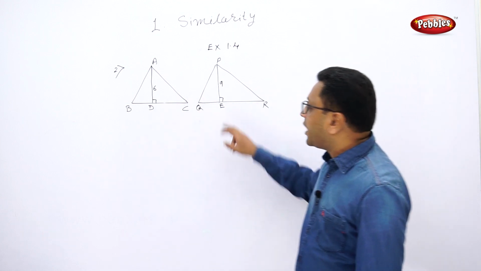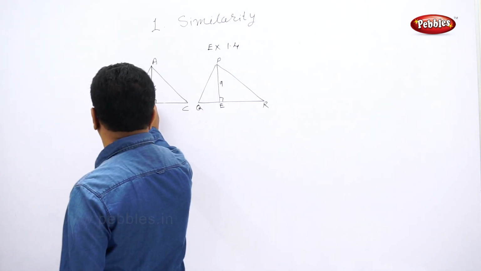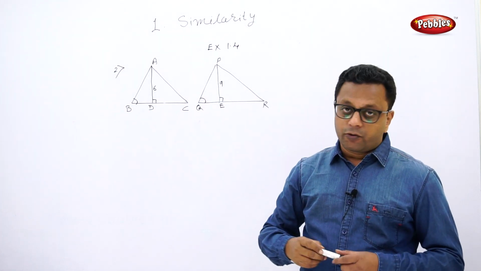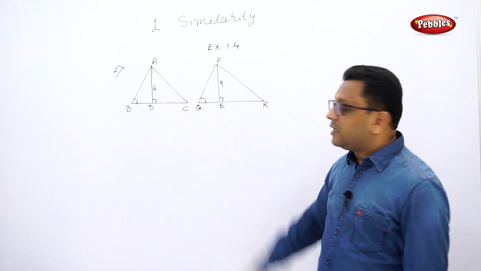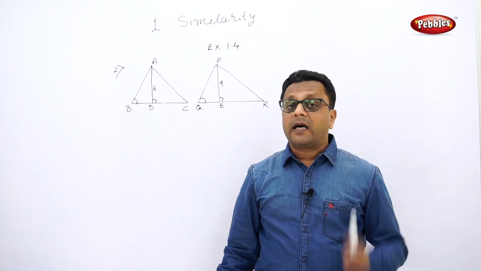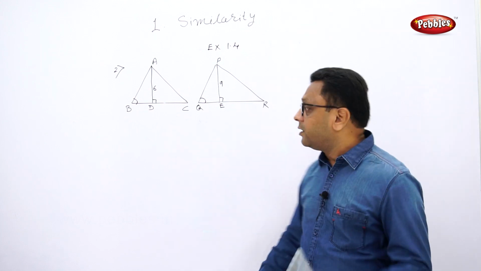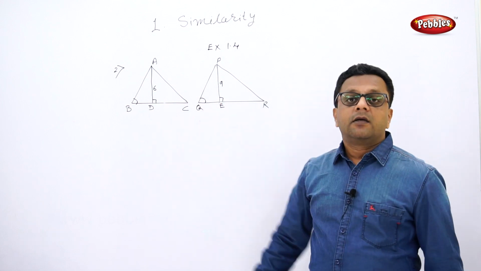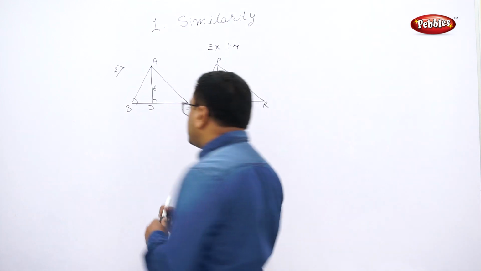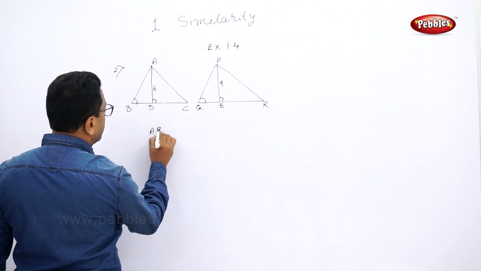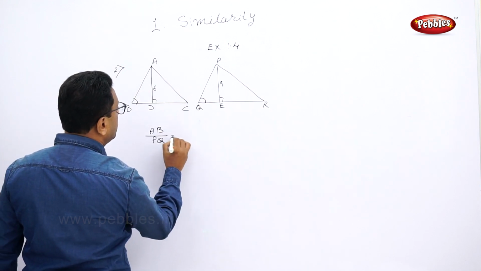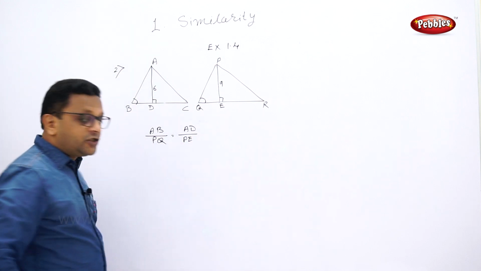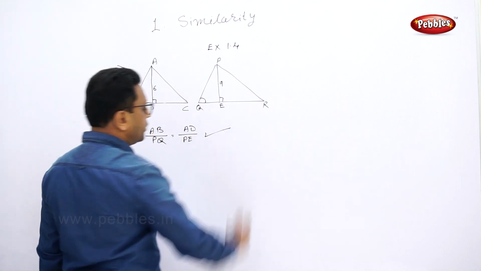Now since these two triangles are similar triangles, angle B and angle Q are congruent, and angle D and angle E are right angles. So by the AA test of similarity, we can say that triangles ABD and PQE are also similar triangles, and hence we can write that AB upon PQ is equal to AD upon PE. First you have to prove this one.